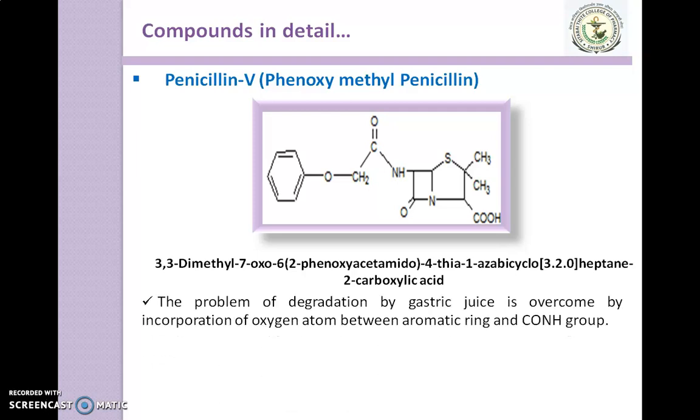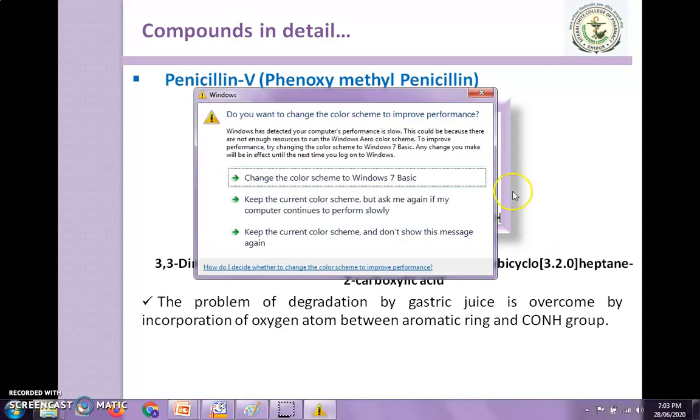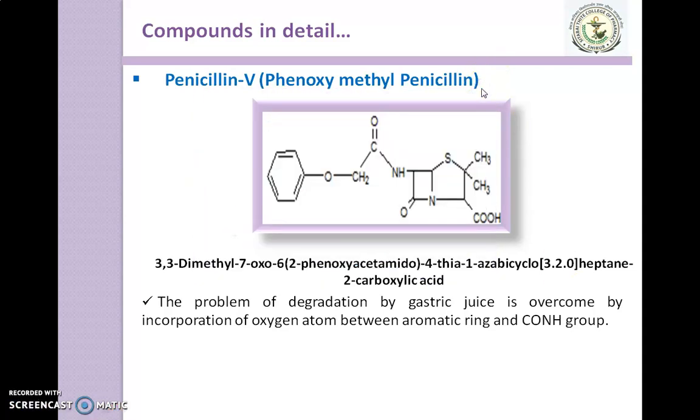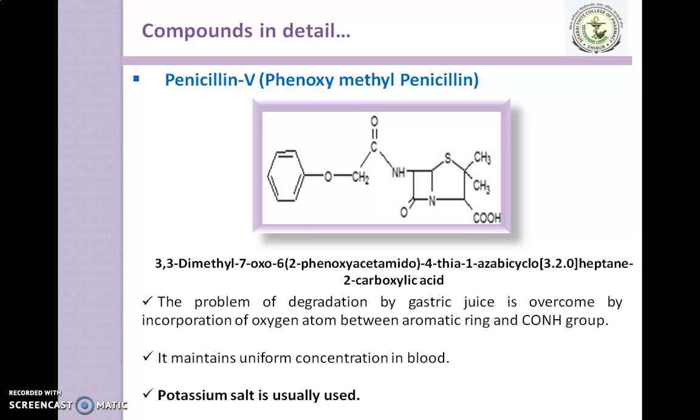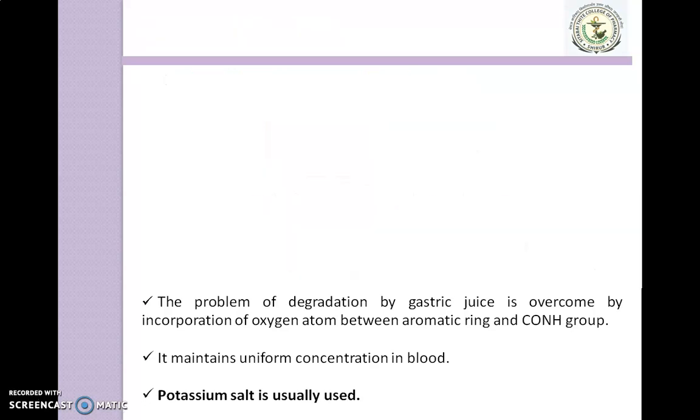The problem of degradation by gastric juice is overcome by incorporation of an oxygen atom between the aromatic ring and the CONH group. In the first penicillin, that is penicillin G, we have seen that it is somewhat sensitive to acid. So this problem gets solved by introducing this oxygen. So this is about penicillin V. The potassium salt is mostly used, and it maintains a uniform concentration in blood.